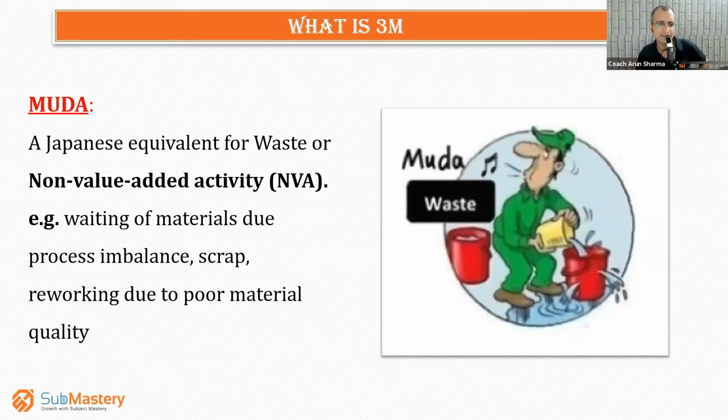What are those kinds of ways? There are a number of different ways, and we'll read that in the next few minutes. It could be waiting of material. It could be scrap. It could be rework due to poor material quality.